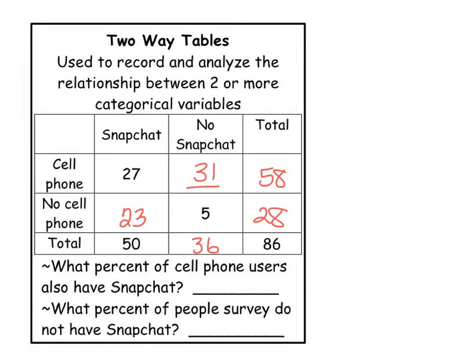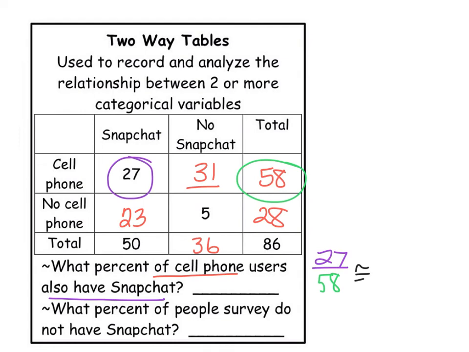So what percent of cell phone users also have Snapchat? So we're just looking at cell phone users. Cell phone users is 58, which is this number right here. And of those 58, what percent also have Snapchat? Of those 58, 27 have Snapchat. So as a percent, that is about 46.6%.